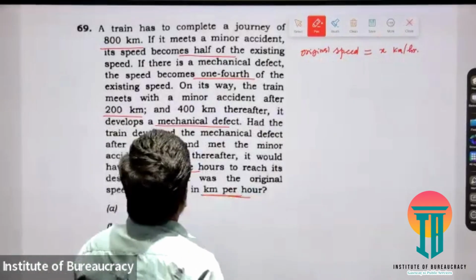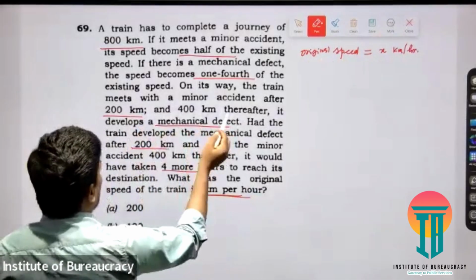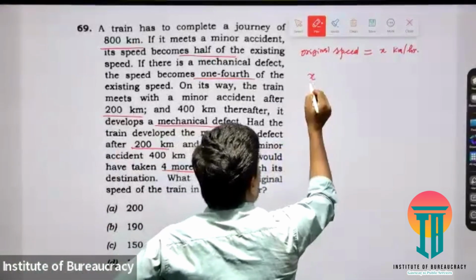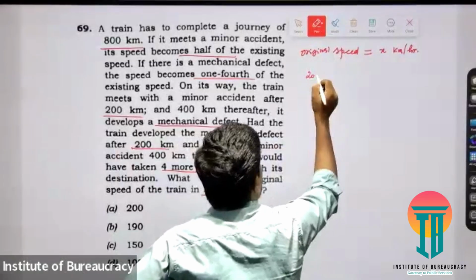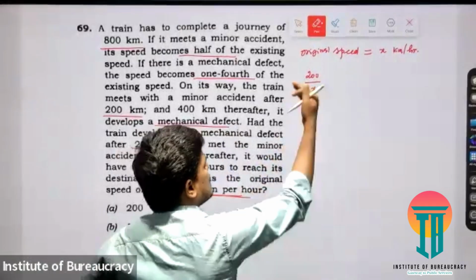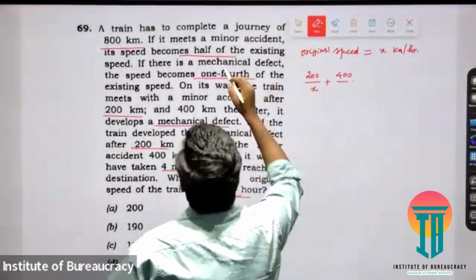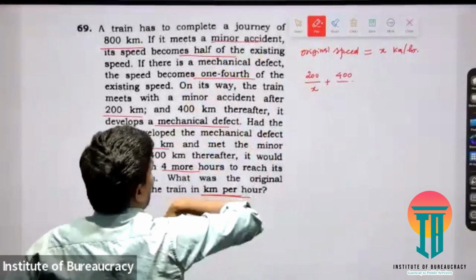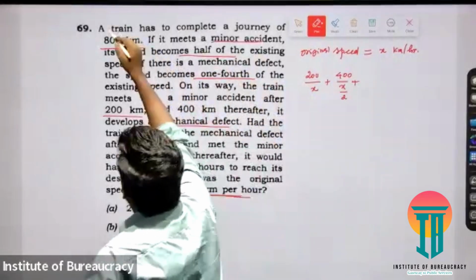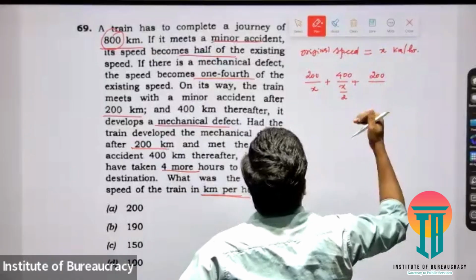Now what they say: a train meets with a minor accident after 200 kilometers. That means the first 200 kilometers, it goes with the speed of x kilometers per hour, and since only the time difference is given, we use time equals distance by speed. The next 400 kilometers, if it meets a minor accident, the speed becomes half, so it is x by 2. Total is 800, already 600 is crossed. Therefore, next is 200 kilometers.